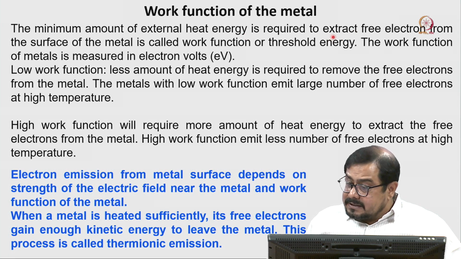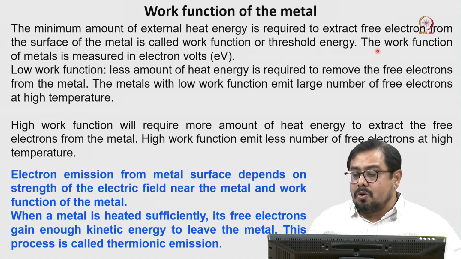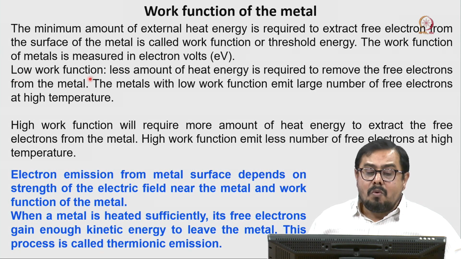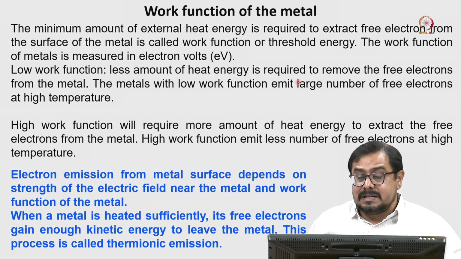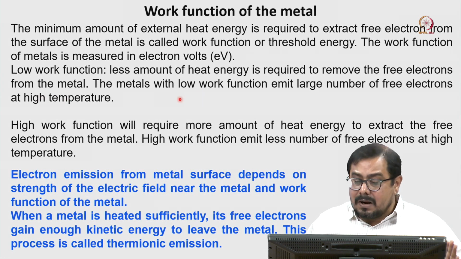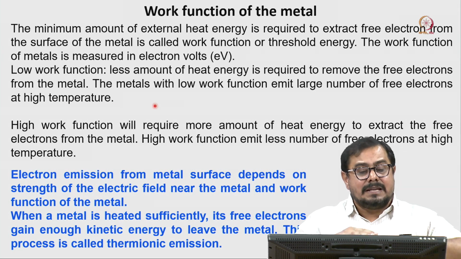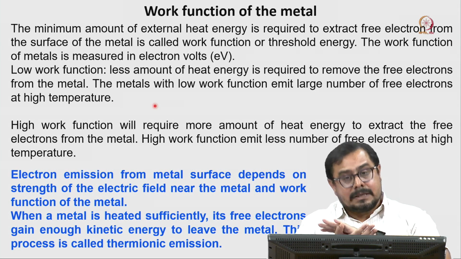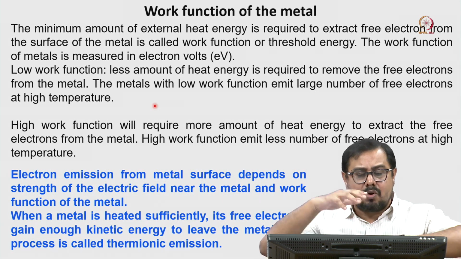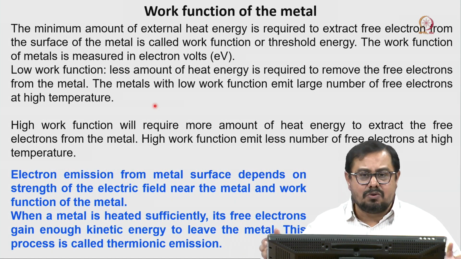Now, extract a free electron from the metal surface. So, the work function of a metal is measured in electron volts. With a low work function, a lesser amount of heat energy is required to remove the free electrons from the metal. A metal with a low work function emits a large amount of electrons at high temperature. So, there is a low work function or a high work function. Some metals have loosely packed electrons, and if you give a sufficient amount of heat energy, they will release a huge amount of electrons.